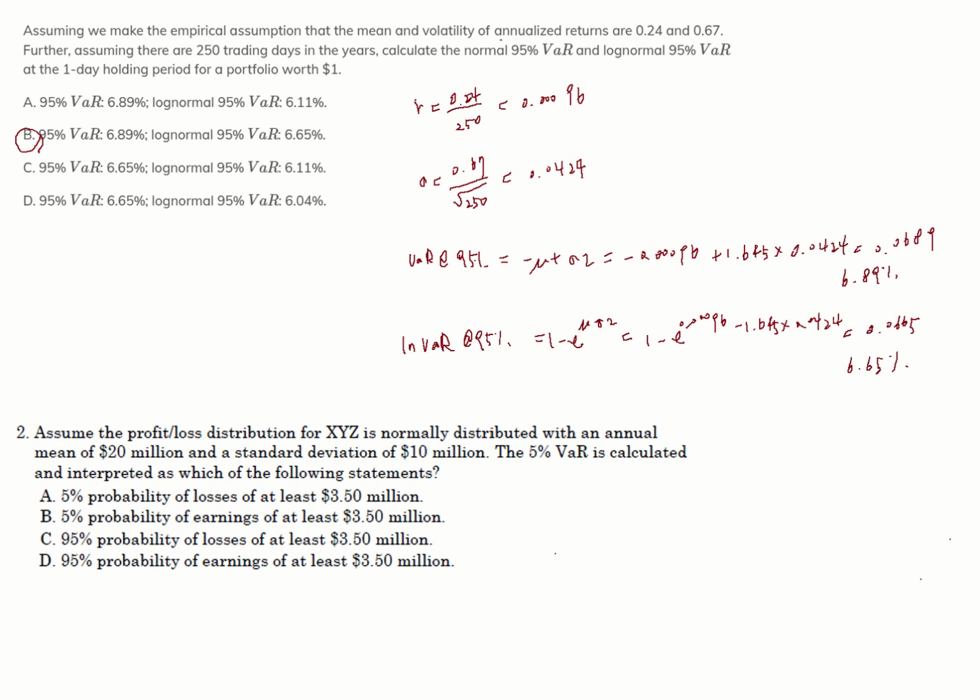Next question. Assume the profit loss distribution for XYZ is normally distributed with the annual mean of $20 million and standard deviation of $10 million. 5% VaR is calculated and interpreted as which of the following statements?